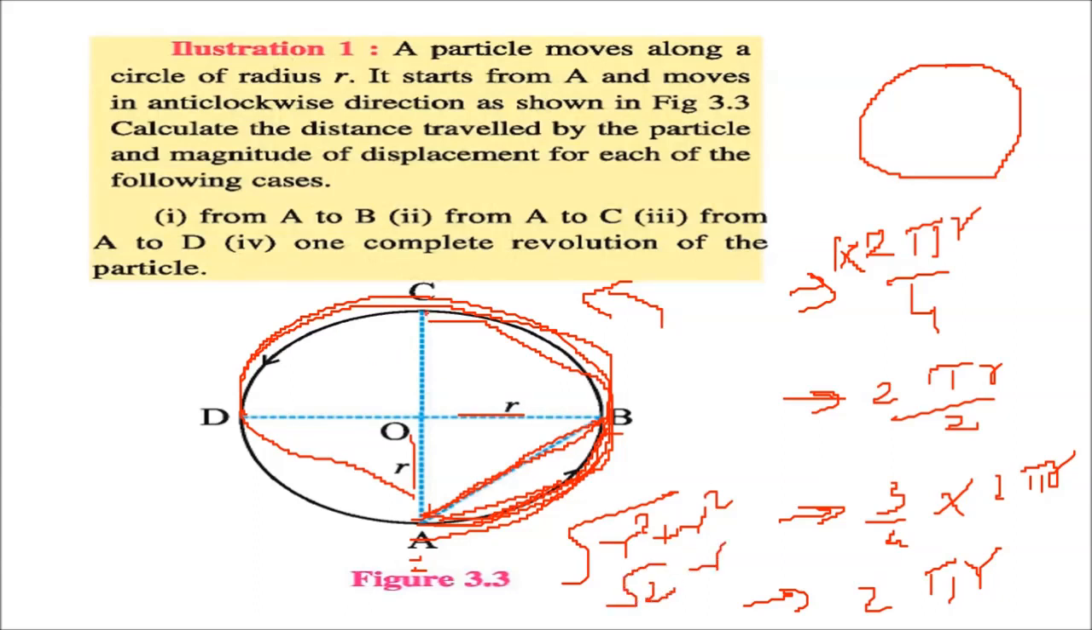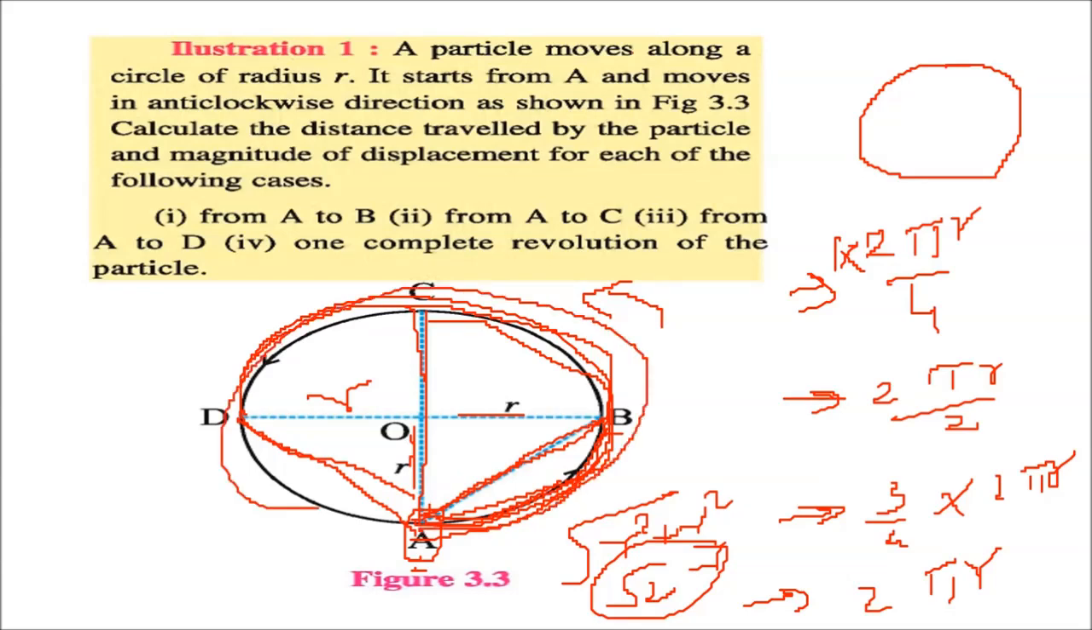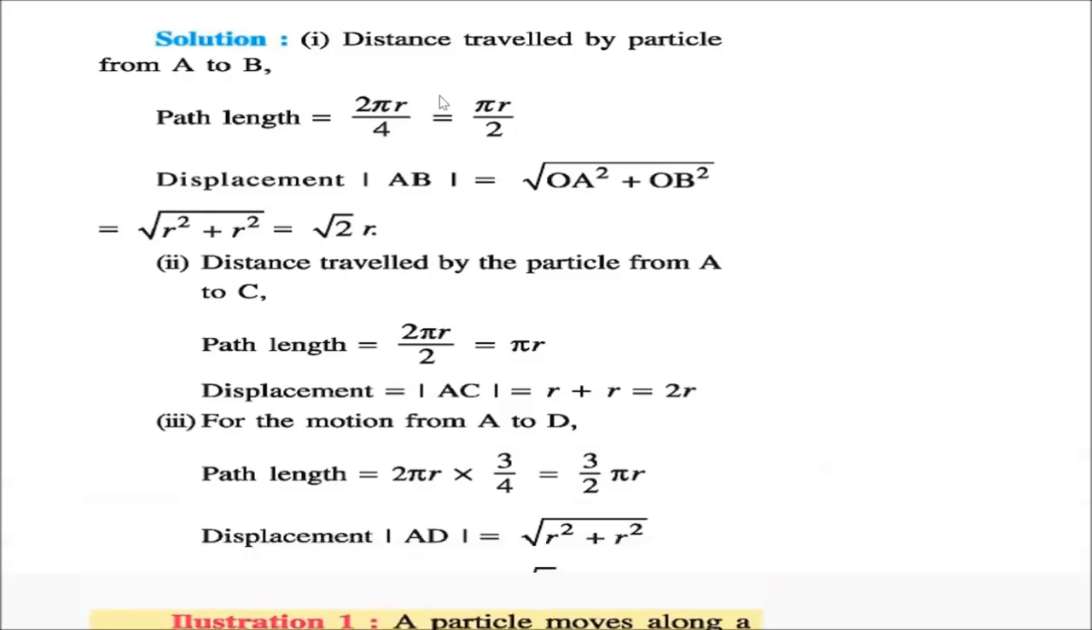And when it reaches C, what is the displacement? R plus r, so 2r. Again, when it reaches D, what is the displacement? Because this is r, we'll again use the same formula, and this will be under root 2 r. When it comes back, the displacement will be 0, and the distance will be the total covered. So this is what is being shown here.